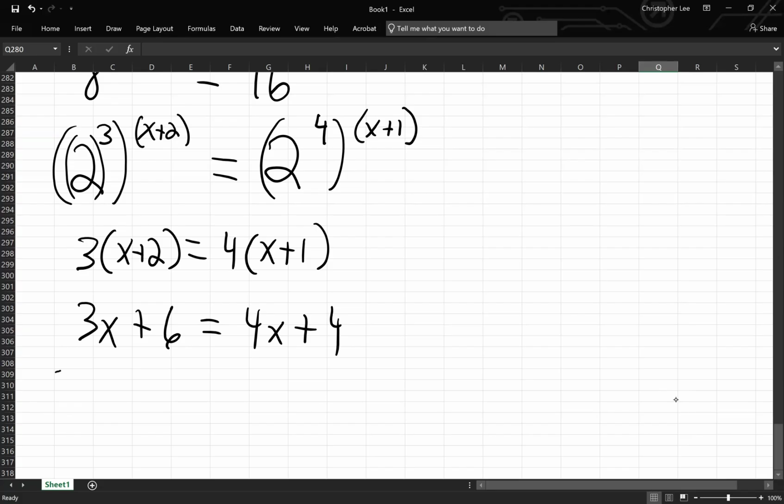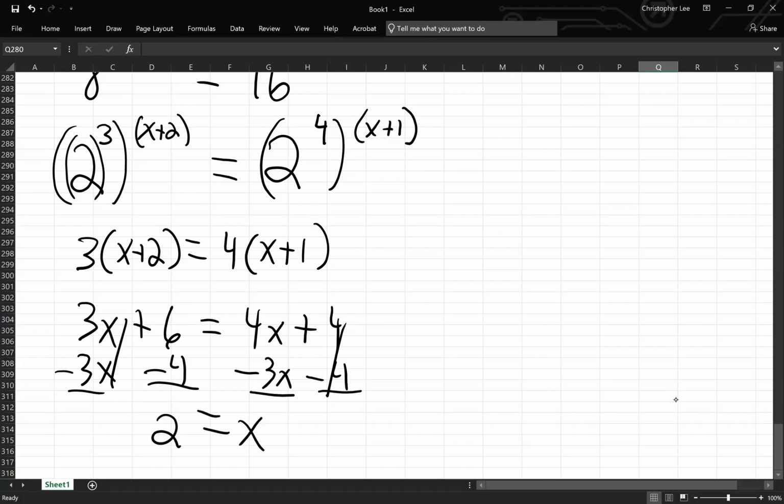Solve for x, right? I'm going to subtract 3x from here. I do the one side, do to the other. I'm going to subtract 4 from here. I do the one side, do to the other. So what's that? 2 equals x or x equals 2. All right? Questions on this?